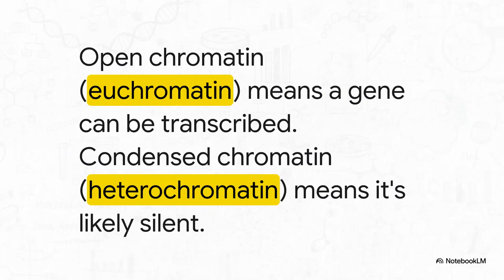And here's the bottom line, the pro tip you need to remember. If the chromatin is open, we call that euchromatin, then hey, the gene can be transcribed. But if it's all packed up tight, that's heterochromatin, it's pretty much silent. It's off limits. Simple as that.